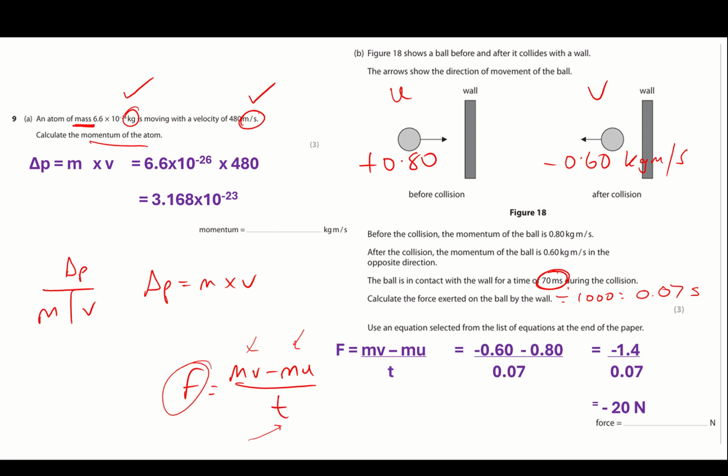So put that all together. We can see we've got negative 0.60 final. That's that bit, because that is the momentum, that is the mass times velocity. They've given it to you. Subtract the positive value, so it's to subtract the 0.80. That's this bit here. All divided by the time, 0.07. And we get minus 20 newtons.